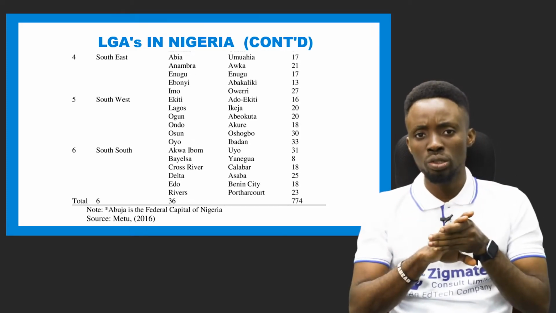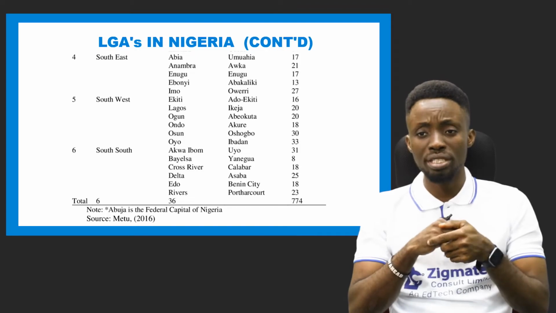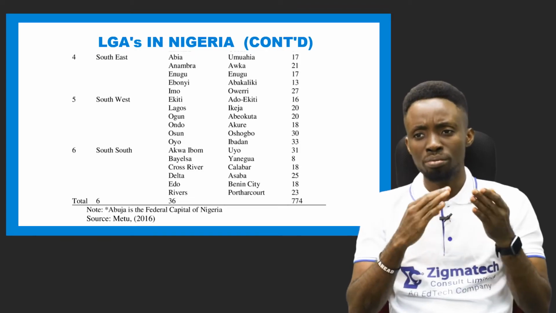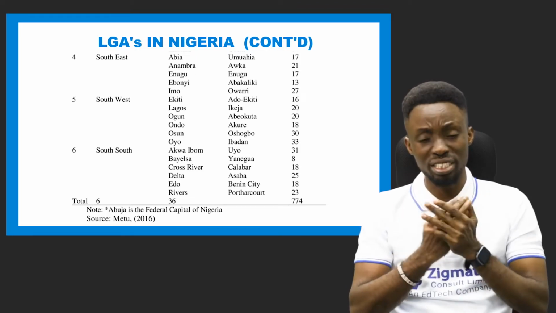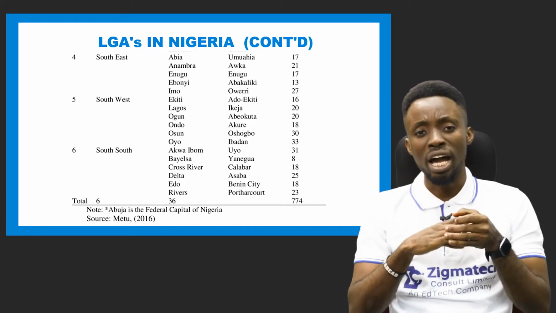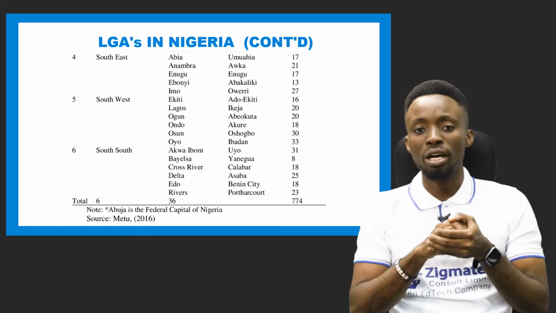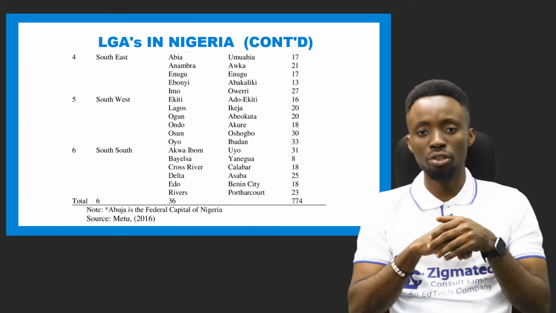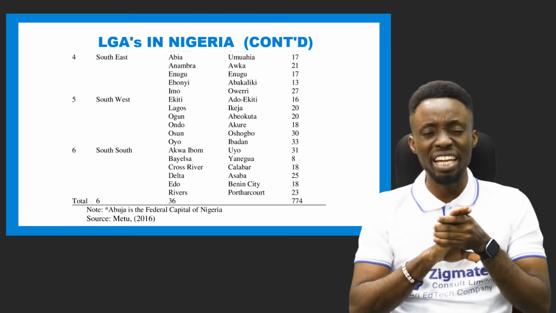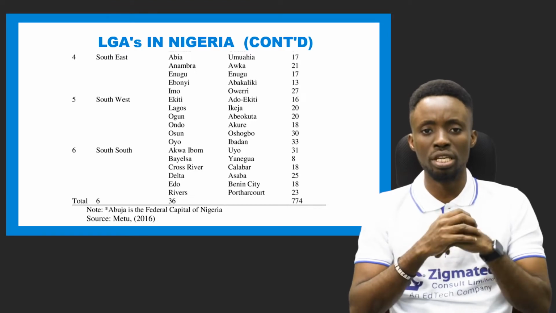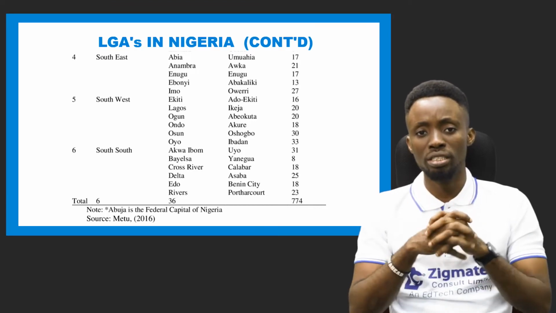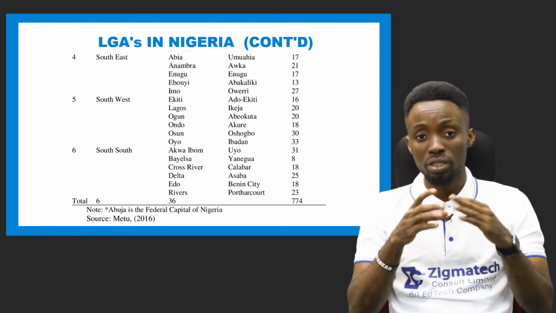Now, when you go to Enugu, Enugu, which is the coal city, has about 17 local government areas, and Enugu local government is the capital of that state. Then if you go to Ebonyi State, we have about 13 local government areas in Ebonyi State, and Abakaliki is the capital of that state.